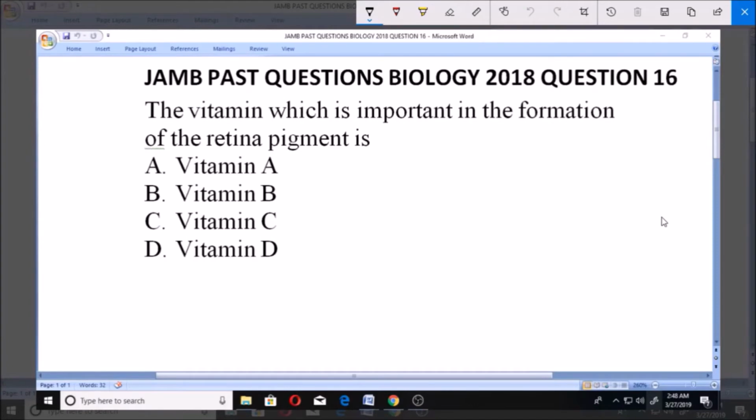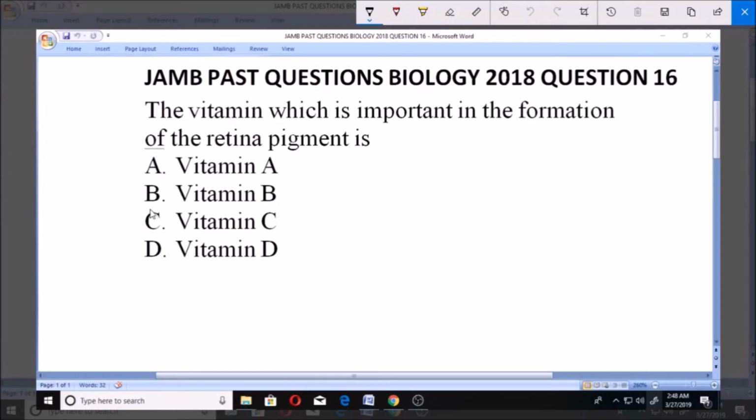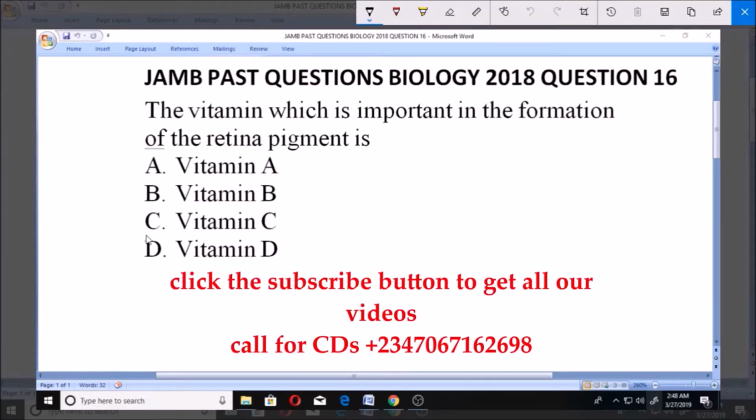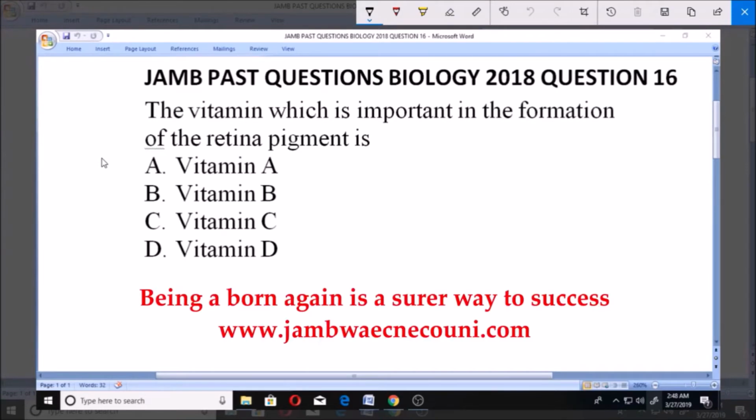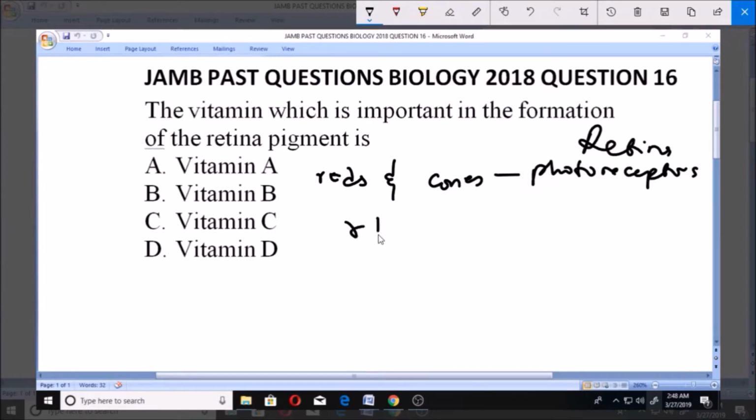Welcome. Let's look at these JAMB past questions, Biology 2018. Question number 16. The vitamin which is important in the formation of the retinal pigment is A. Vitamin A, B. Vitamin B, C. Vitamin C, D. Vitamin D. Now, for us to appreciate this very well, we need to note that the retina consists of photoreceptors called rods and cones. These rods and cones are photoreceptors on the retina. Now on these very photoreceptors we have a highly sensitive pigment protein complex known as rhodopsin.